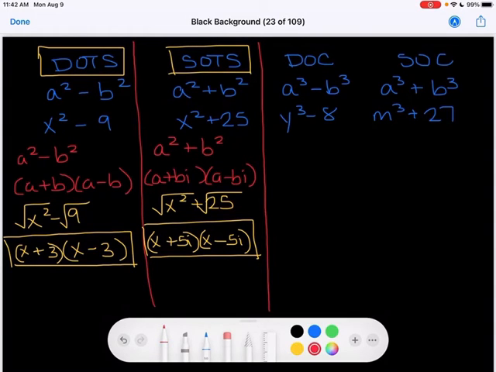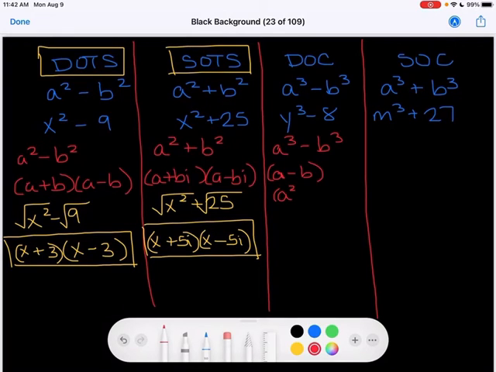All right, difference of cubes. The formula for a difference of cubes is going to be a minus b, and I'm a little out of room here, times a squared plus 2ab plus b squared. Now, this looks a little confusing, so let's do an example.